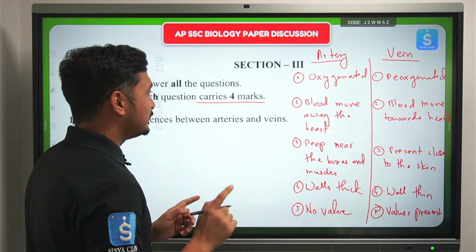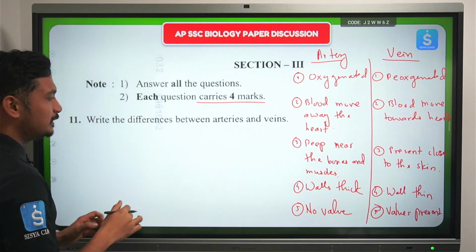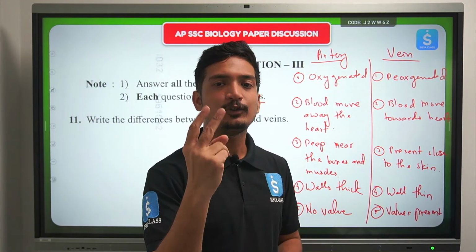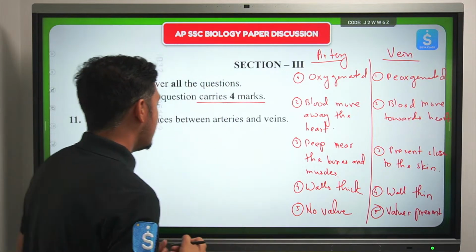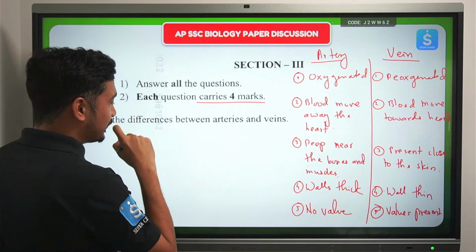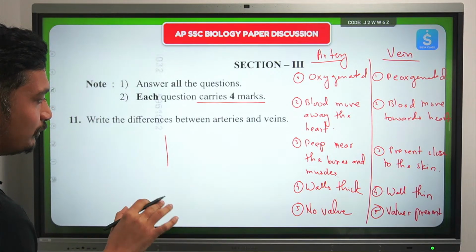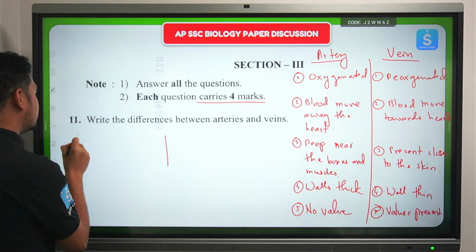Now I said 6 points, right? We are done with 5 points. See, for 4 marks 4 points is enough, but just to be on a safer side, we'll write 2 extra points also. Now the last point we can say, we have written all of these points, we can write the exceptions that I've said.